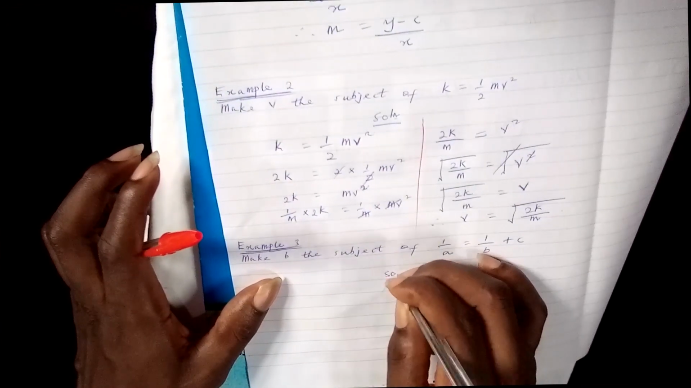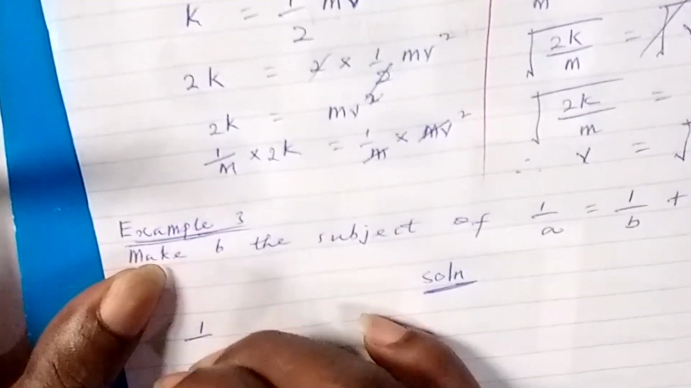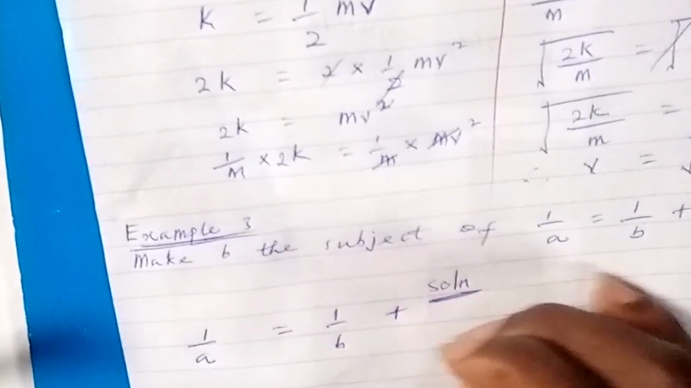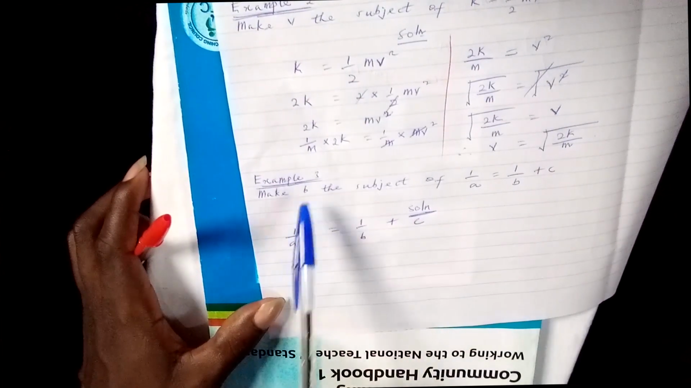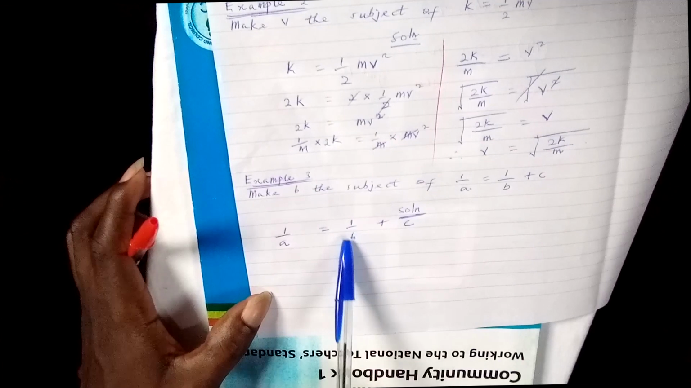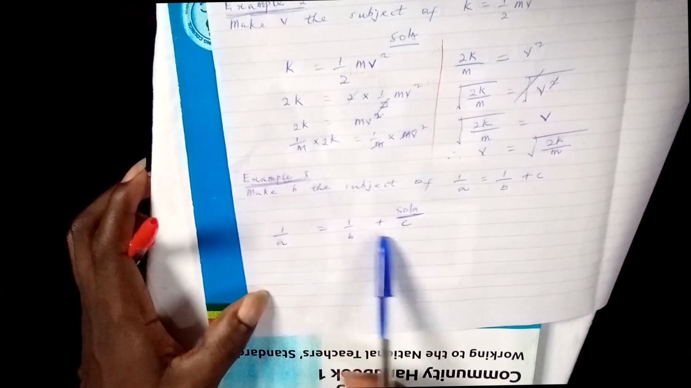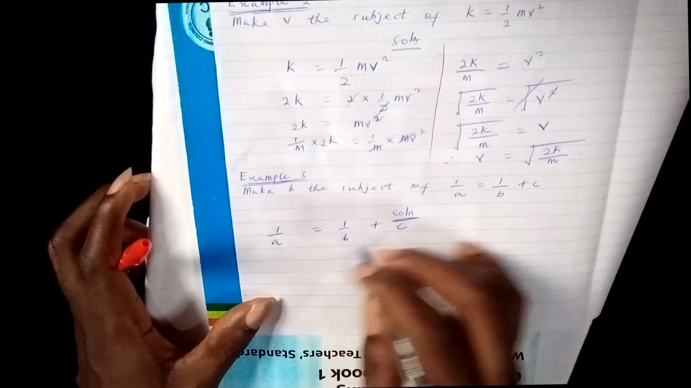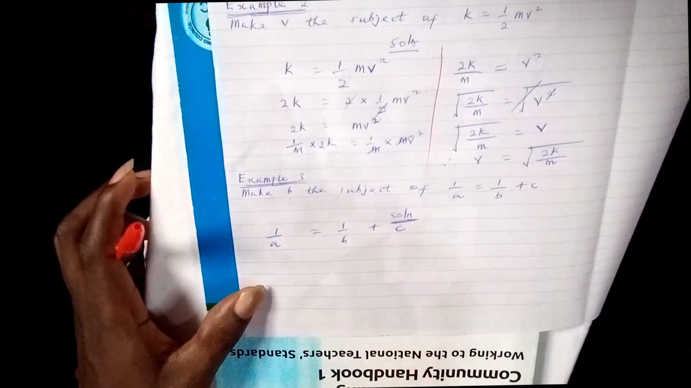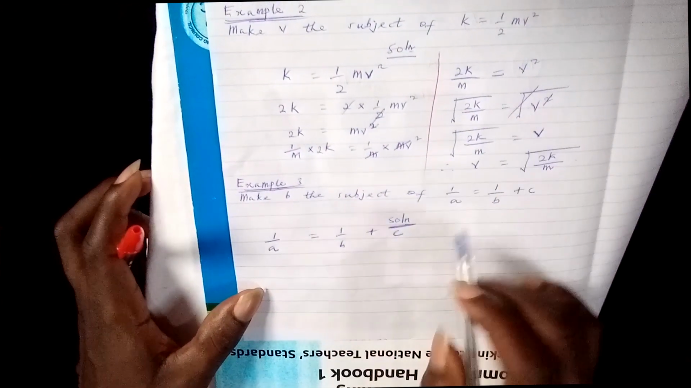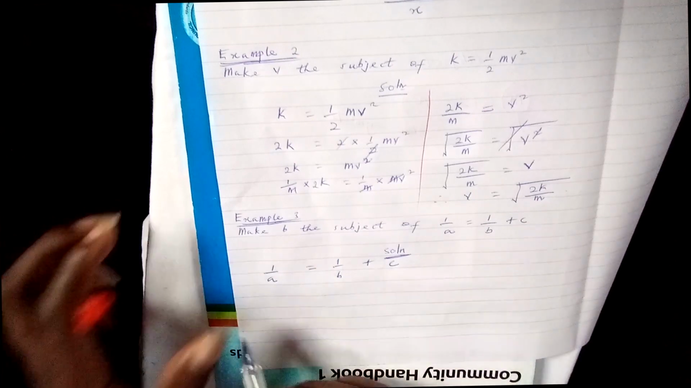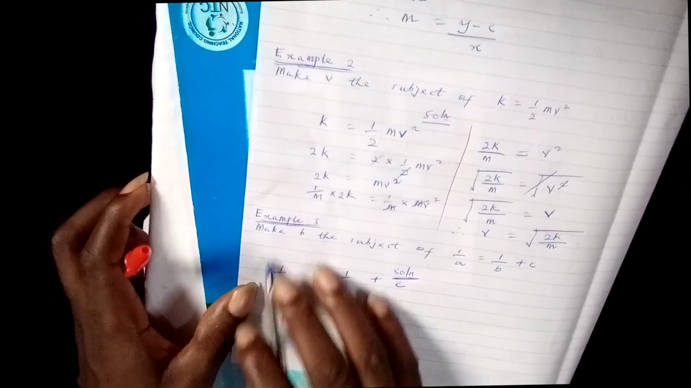So to solve this, let us repeat the question. 1 over a is equal to 1 over b plus c. Now we are trying to make b the subject, and b has been attached with 1 and with this c as well. Therefore, we have to find a way to eliminate this 1 here and the c here, so that we will let b stand alone, just as v has stood alone here and m has also stood alone. That is all about change of subject. You are trying to change the subject from this formula or equation.